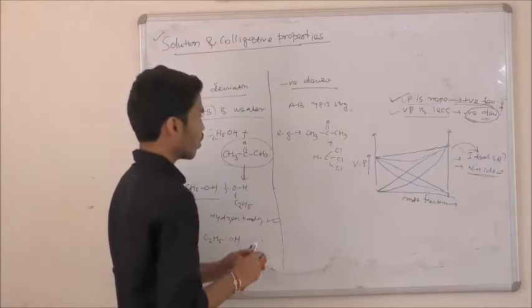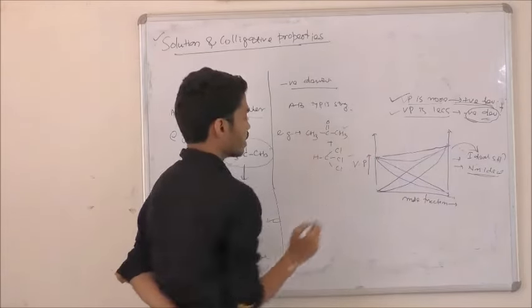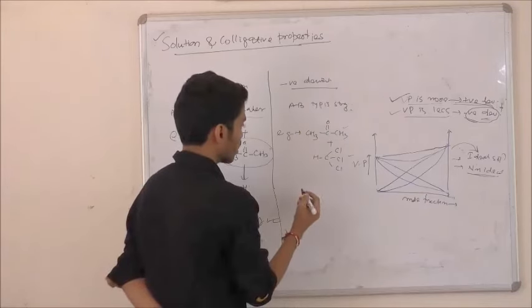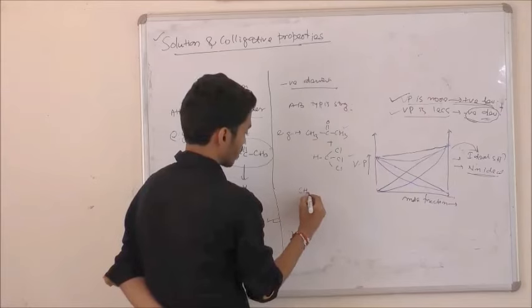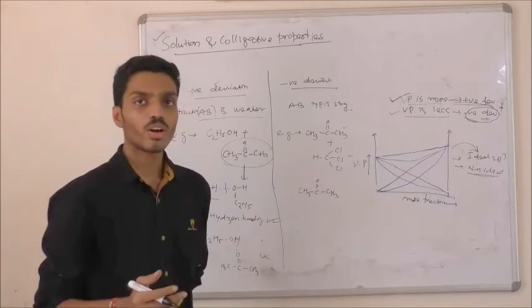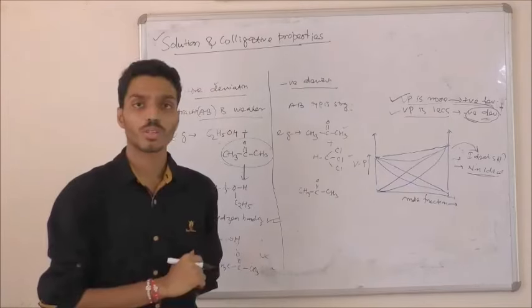Okay, and now talking about negative deviation, CH3COCH3 and CHCl3, acetone and chloroform. Okay, so see here, suppose at first acetone is present. Can you tell me which kind of interaction is present in the case of acetone?